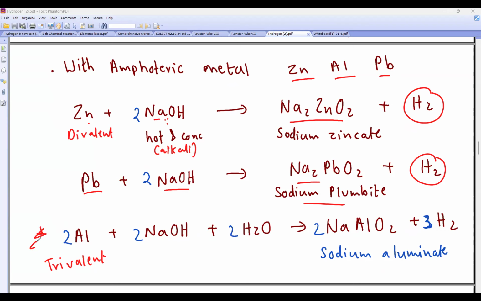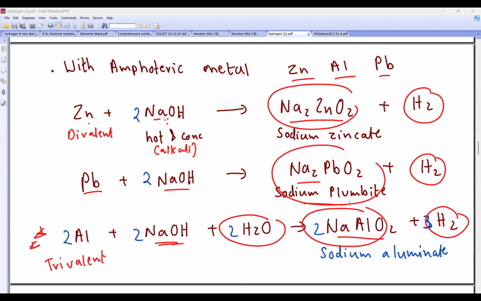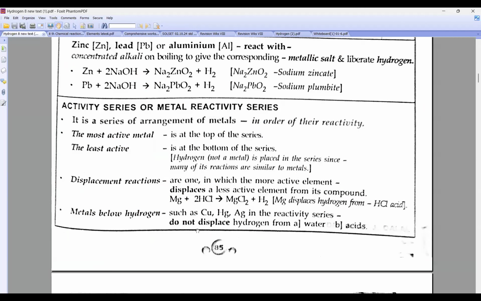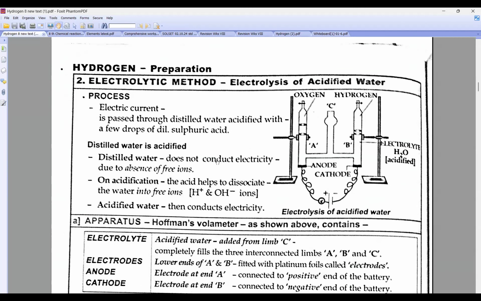This reaction is very important. Aluminium, whenever it reacts, beta, you have to add water also. You get sodium aluminate and hydrogen. This formula you have to remember. Myra, you had gone wrong in this. In the exam many students went wrong in this formula. Clear? Then beta, we did laboratory preparation and electrolysis.